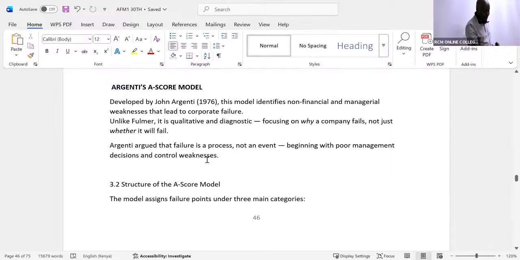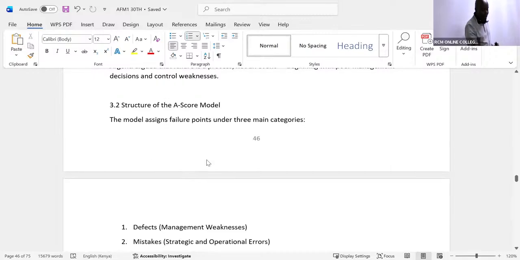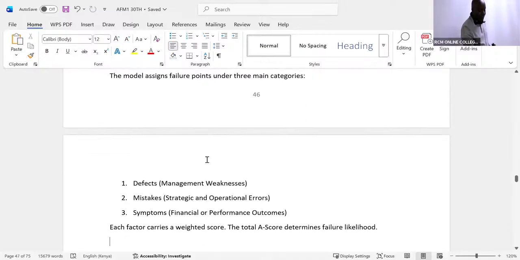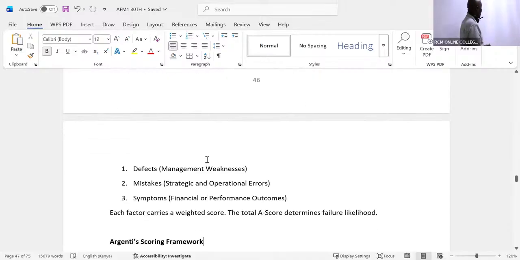Argenti argued that failure is a process and not an event, beginning with poor management decisions and control weaknesses. The structure of the A-score model: the first thing that will normally happen is that we are going to have defects in the organization. These are weaknesses of internal control systems. Now, once we have these defects, then the managers will make mistakes.